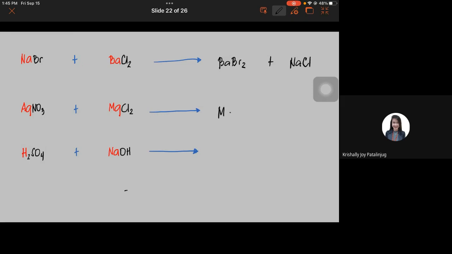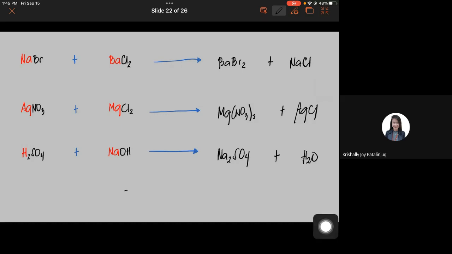Then you have magnesium nitrate and silver chloride and okay, sodium sulfate and water. Okay. Again, the focus this time of our discussion is to balance. No problem with predicting the products. We're done with that concept, how to predict products. Okay, this time let us balance.